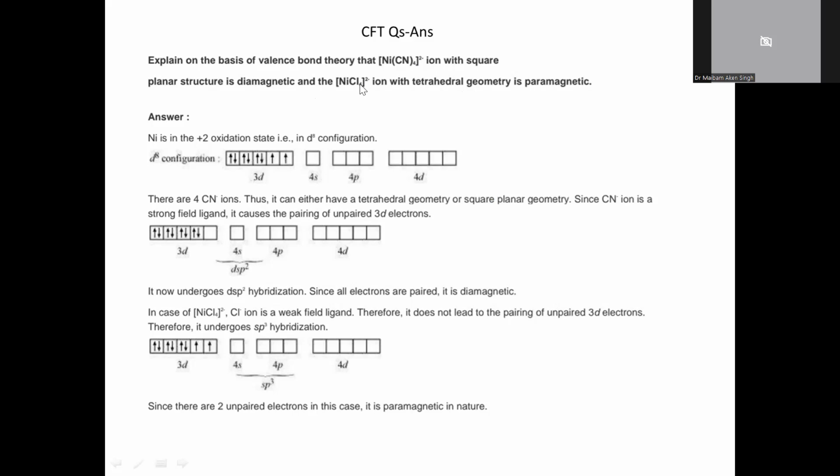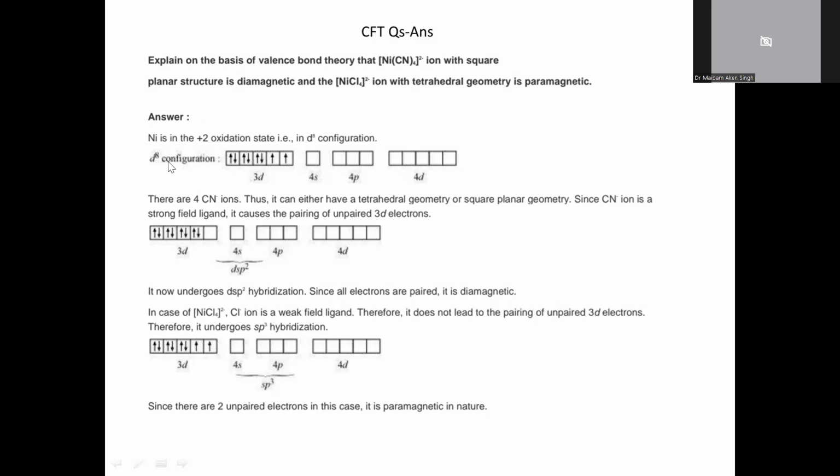but the ligand is CN or Cl, chloride here or CN. This ligand is stronger than this. From the spectrochemical series, remember that chloride, Cl negative, is a weaker ligand compared to the cyanide ligand. So due to that, the geometry and other properties will be different.